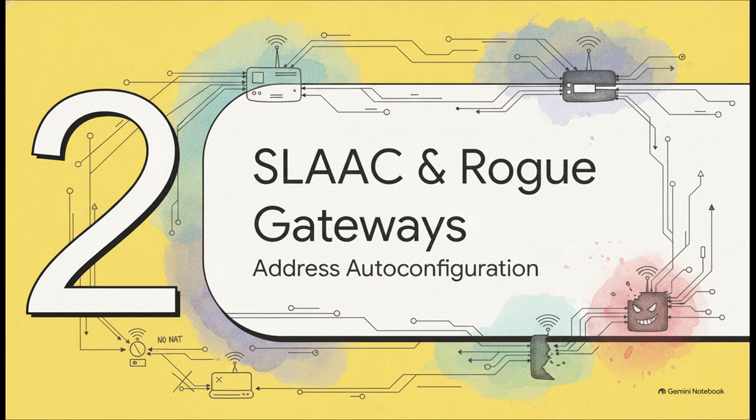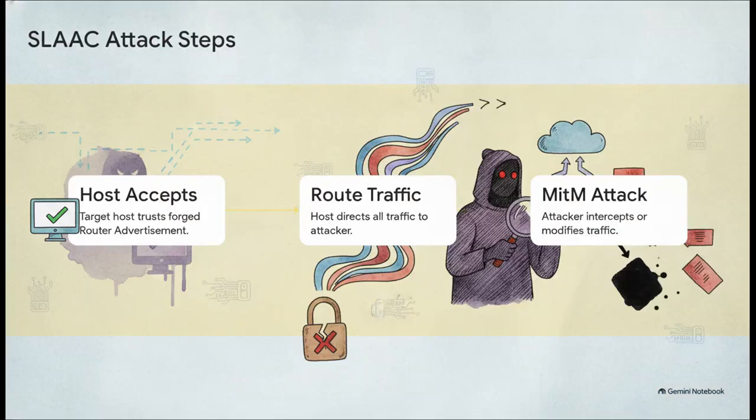Which brings us right into Section 2, SLAAC and rogue gateways. Since we don't have NAT and we aren't heavily relying on DHCP in the exact same way we used to, how do these devices automatically configure their addresses on the network? Well, the answer is a mechanism called SLAAC, or Stateless Address Auto-Configuration. Basically, SLAAC allows a host to generate its own IP address based on router advertisement messages.